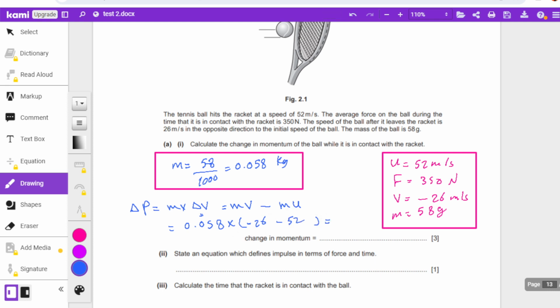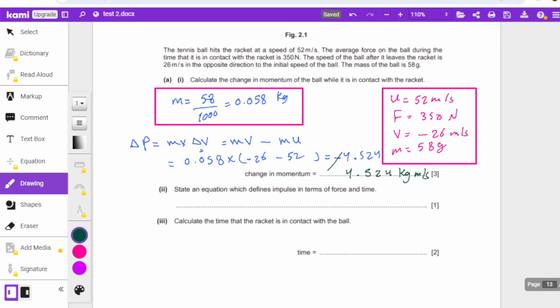So what is the answer? The answer will be negative 4.524. Ignore the sign. So the answer will be 4.524. What is the unit? Kilogram meter per second.